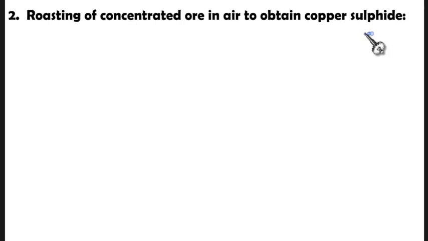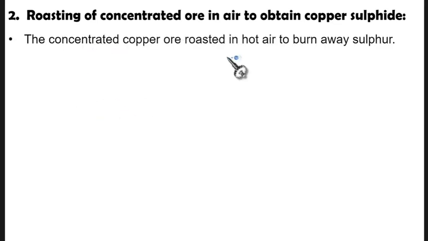All right, so the next stage is roasting of concentrated ore in air to obtain copper sulfide. So what you should know here is that now concentrated copper ore is roasted in hot air to burn away sulfur. All right, so there's a lot of sulfur in chalcopyrite, so the concentrated ore is roasted in hot air to burn away sulfur. That's what happens in this stage.